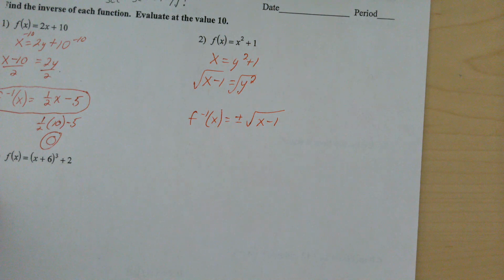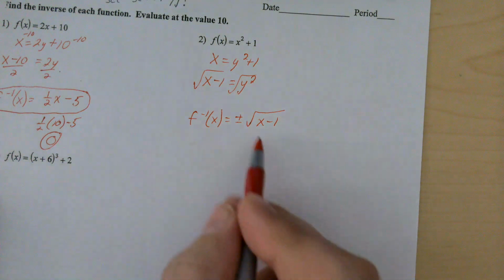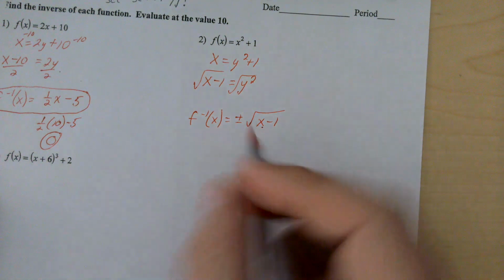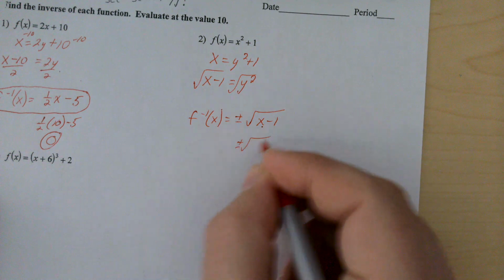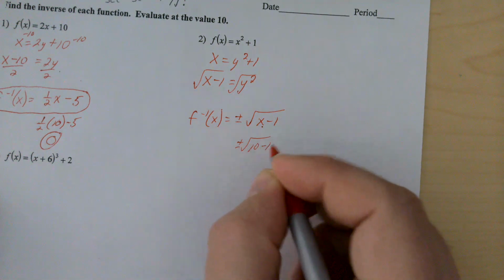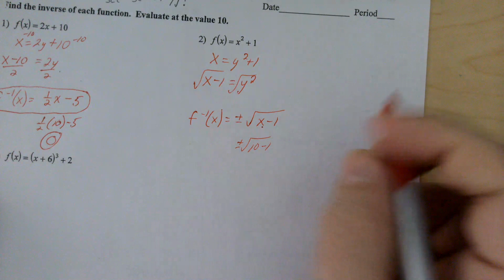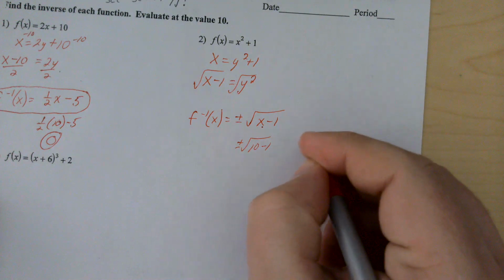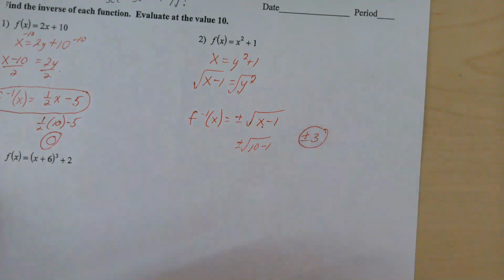So then I ask you to then plug in a 10 for x. So you're going to end up taking 10 minus 1, which is going to be the square root of a 9. And I'm hoping that you realize the square root of 9 is a positive 3 and a negative 3. Okay.